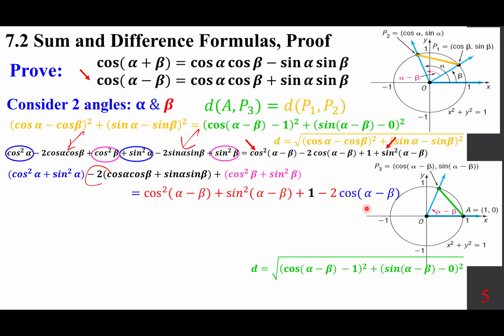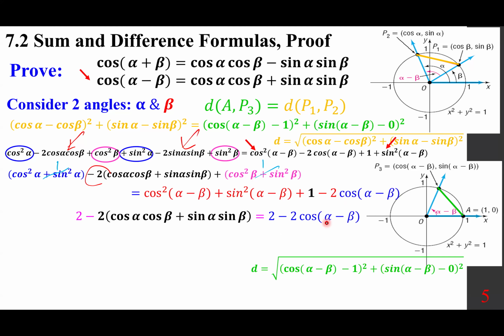So what happens on the left side, this is 1, this is 1. So the left side is 2. 1 and 1, 2 minus 2 times cosine alpha cosine beta plus sine alpha sine beta. On the right side, these two also add up to 1. 1 and 1, 2. So the right side is also 2, and whatever is left.